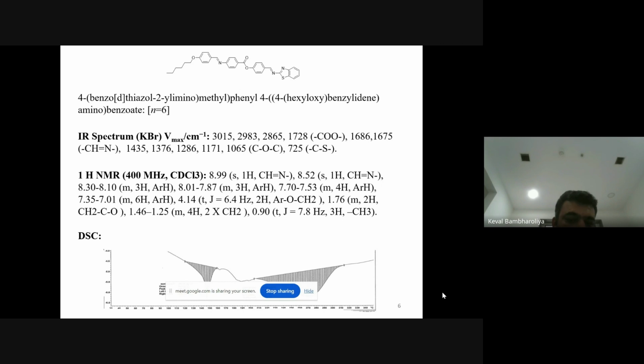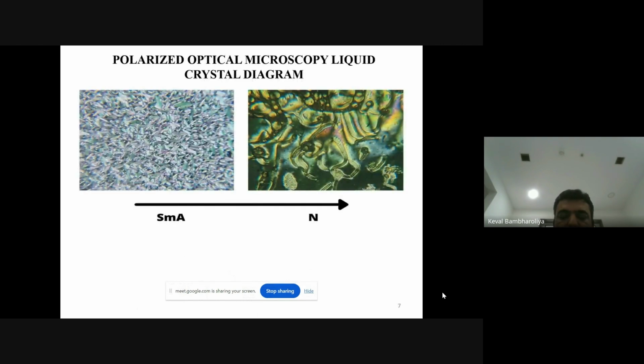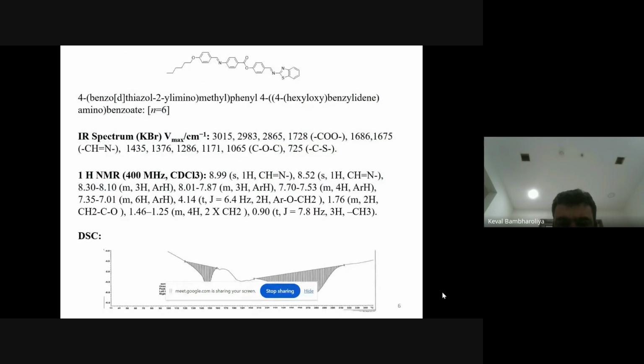In DSC, one of my compounds shows conversion from smectic A to nematic mesophase, in which the smectic phase is observed at 140 to 150, and it is converted into the nematic phase at 260 to 270 degrees Celsius.